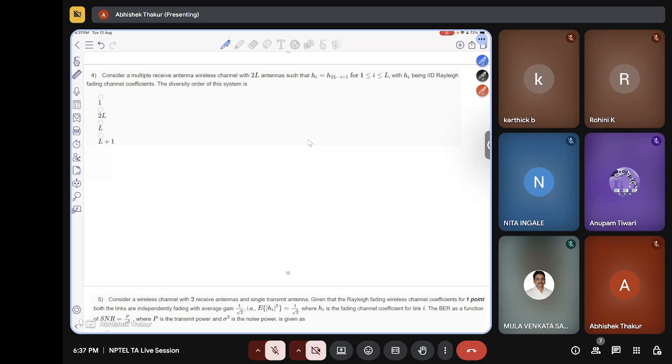Consider a multiple receive antenna wireless channel with 12 antennas at the receiver. h of i is given as h of 2L minus i plus 1 for i in the range from 1 to L, and h_i is the IID Rayleigh fading channel coefficient. So the diversity order of the system is?